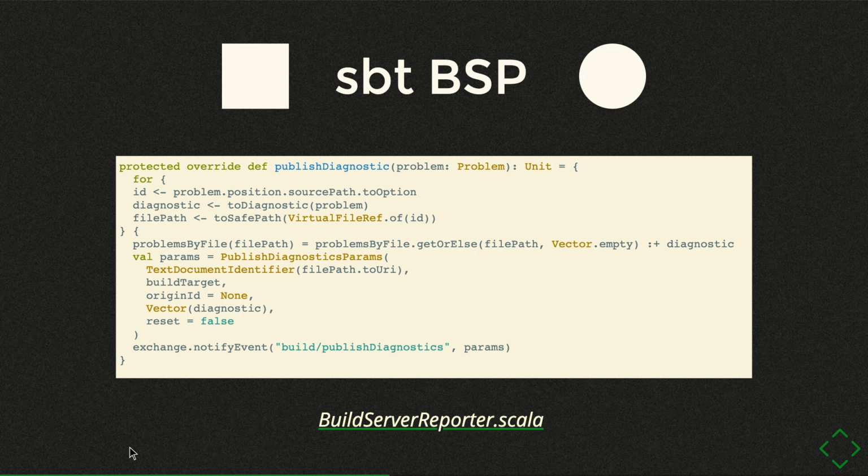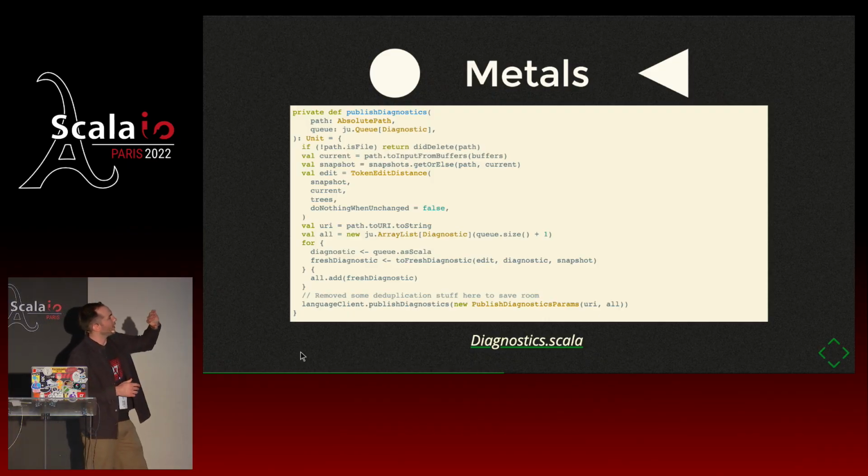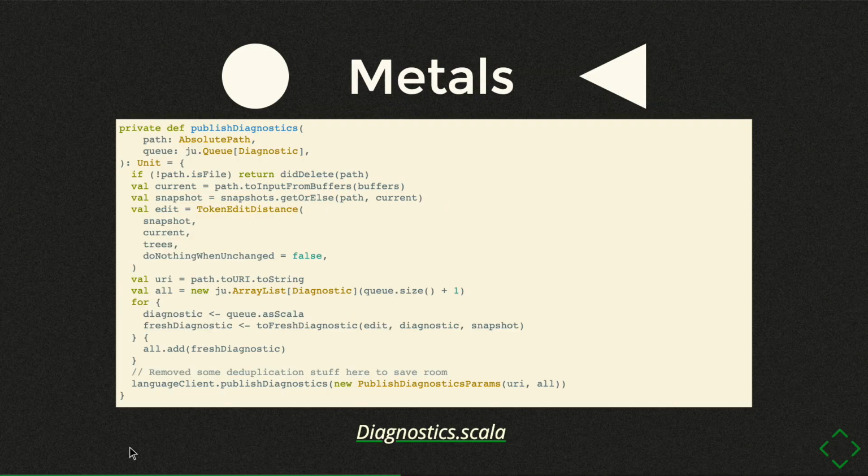So now we're at the language server. And for this case, we'll use Metals as the language server. And in here, you see an absolute path, which is the file that you have open. And then you have a queue of diagnostics. And then you see some related code, some of it having to do with deduplicating, making sure you're not reporting the same error twice, and ordering sometimes. And then way at the end, you have language client, published diagnostics, new published diagnostic params. And now, finally, you have the diagnostic in your editor.